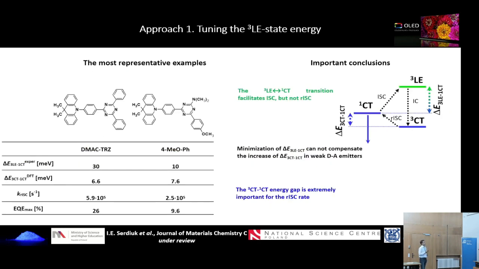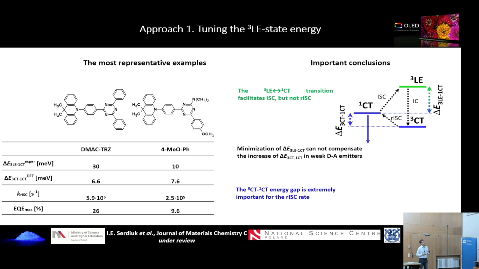Just to sum up this approach, let me show the most representative examples. For example, we have a reduction of the LE-CT energy gap by almost 3 times, but a slight increase of the CT-CT energy gap provided a decrease of the reverse intersystem crossing and a drastic drop of the maximum EQE level.